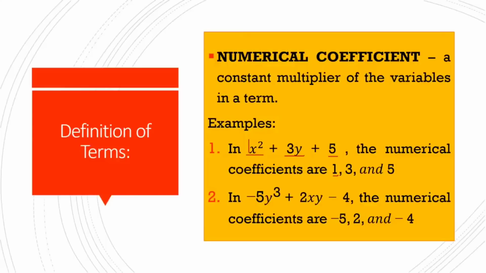Here is another example. So we have negative 5y cubed plus 2xy minus 4. The numerical coefficient for the first term is negative 5. For the second term, it is positive 2. And for the last term, we have negative 4. Again, we include its negative sign.